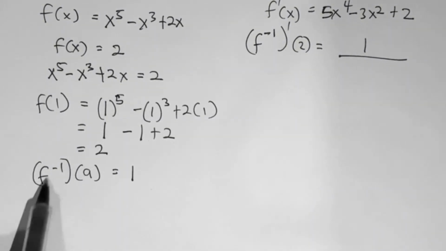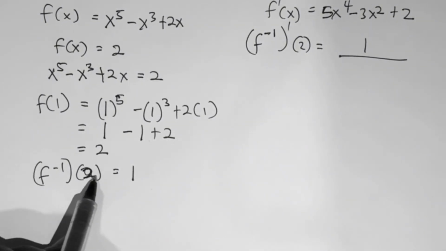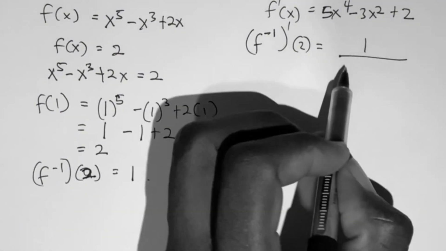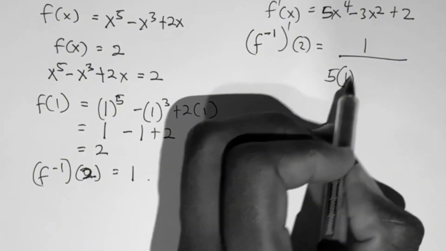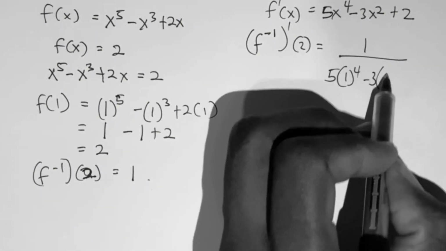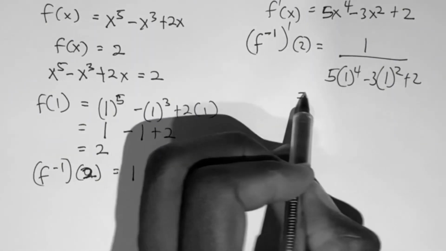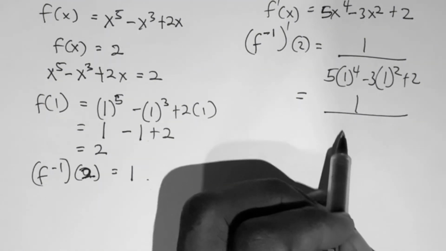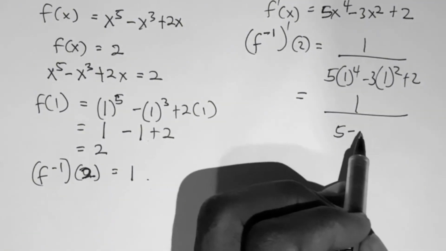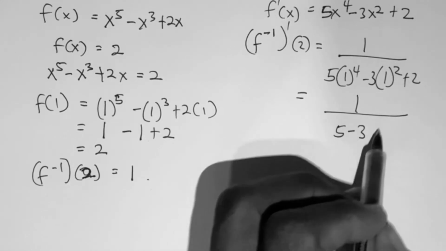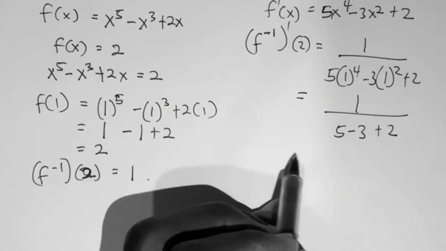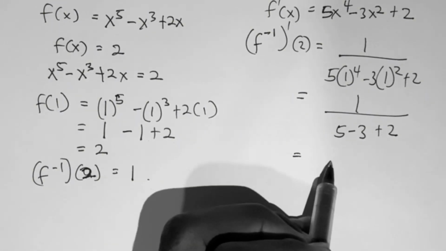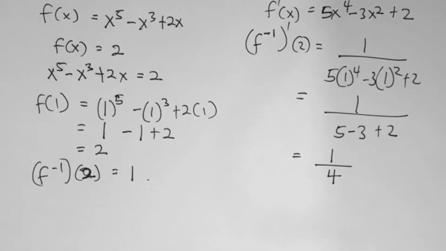Now, we said that f inverse of 2 is 1. So that means that anywhere you see x here, you insert 1. So 1 divided by 5 times 1 exponent 4 minus 3 times 1 squared plus 2. So this is equal to 1 divided by 1 exponent 4 is 1 times 5. So it becomes 5 minus 1 exponent 2 is 1 times 3 is 3, then plus 2. So this becomes equal to 5 minus 3 is 2. 2 plus 2 is 4. So the answer is 1 divided by 4.